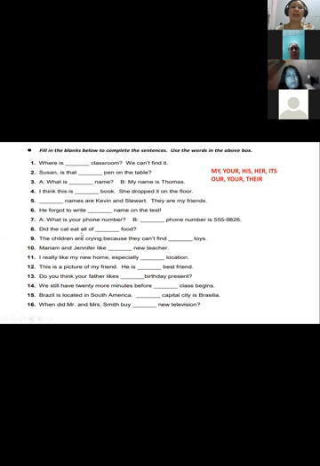Okay, did the cat eat all of its food? Its food, ¿verdad? Its food, okay? Porque es un animalito. The children are crying because they can't find their toys, because we are talking about the children, right? That's the pronoun. Miriam and Jennifer like their new teacher, because we are talking about they, right? I really like my new home, especially. I'm talking about my home. So it's an object.